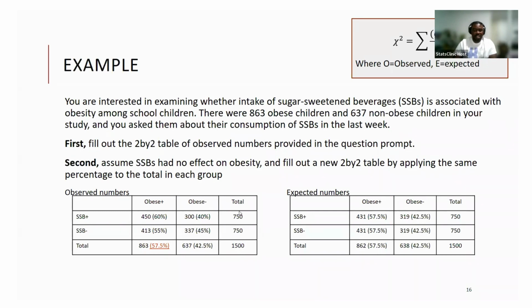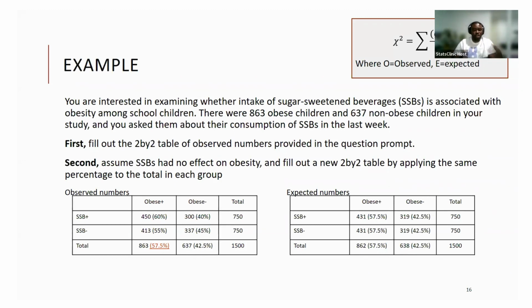So essentially, you start with the numbers on the flanks. You start with the totals. So we have 1,500 people. You have 750 who did not get SSBs, 750 who got SSBs. Of those, 863 were obese, 637 were not obese.